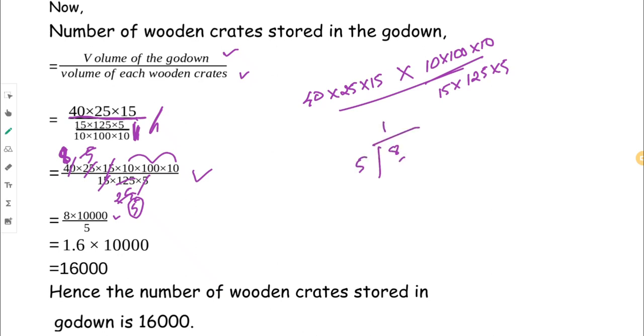So 5 ones are 5, then 3, then 0, 5 6s are 30. So I'll have 1.6 into 10,000, right? So when you multiply these two, this is what you will get. 16,000 is what we got, right? So we will know from here how many wooden crates can be stored. 16,000 wooden crates can be stored in the godown.